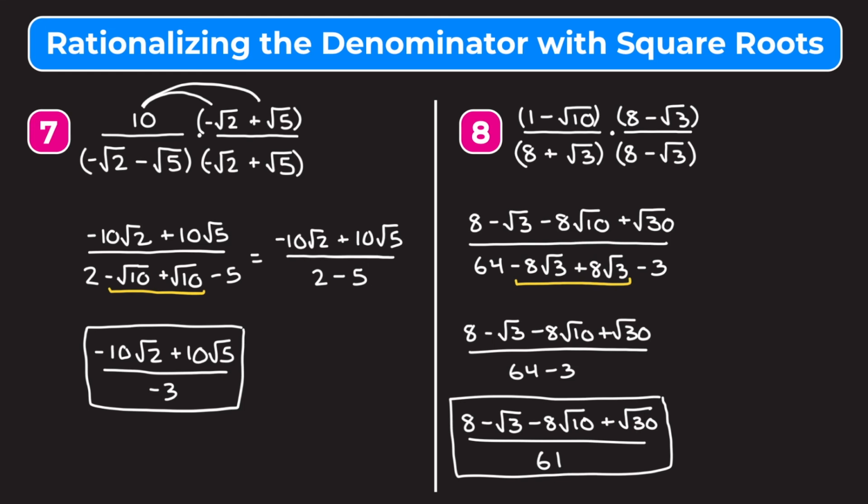When there's just one root in the denominator, you're just going to multiply the top and bottom of your fraction by that root. If you have some binomial in your denominator that involves a square root, you have to multiply the top and bottom by what's called the conjugate.